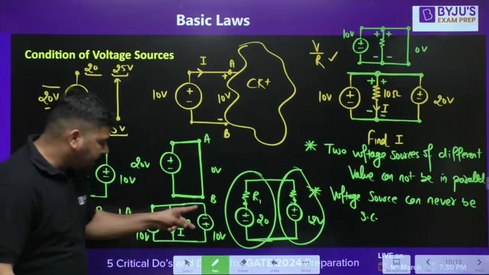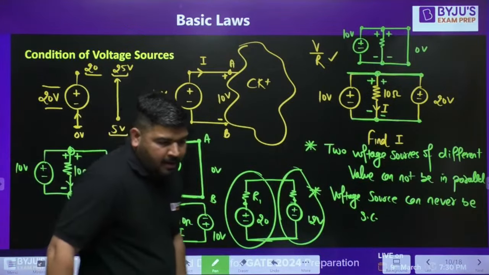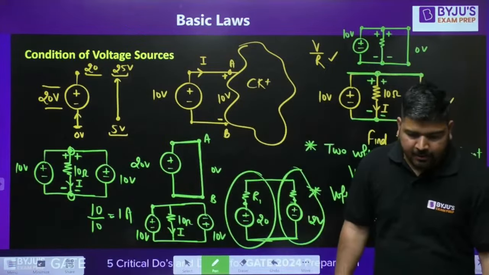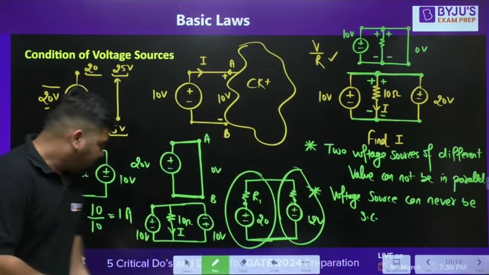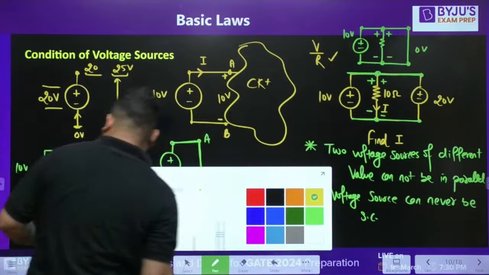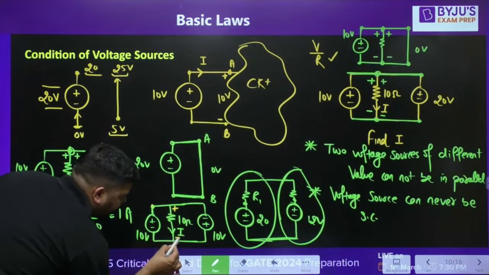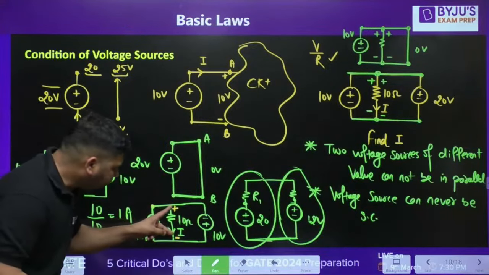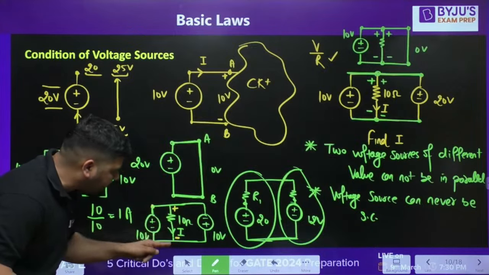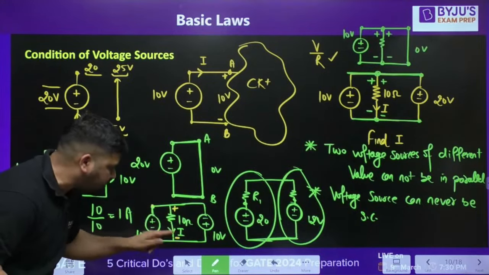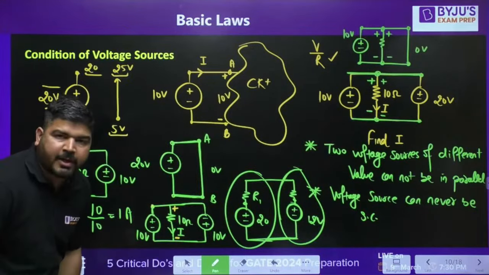We have 10 volt like this. Again, it's an invalid circuit. Why is it invalid? Because there is a fight. This source will say that I will maintain a 10 volt difference, and the 10 volt has to be of this polarity. This point has to be the upper point, higher potential. This point has to be at lower potential. And the difference has to be 10 volt.